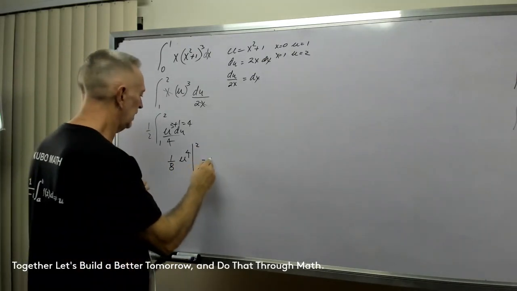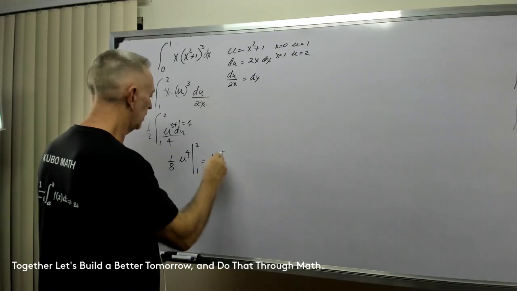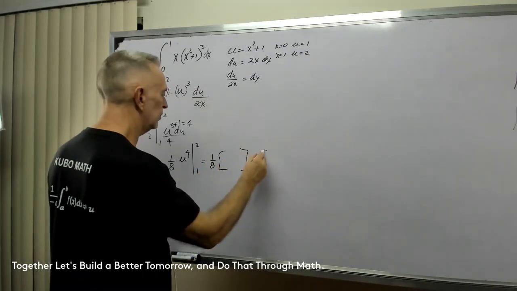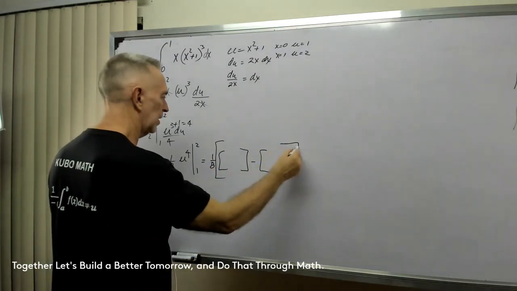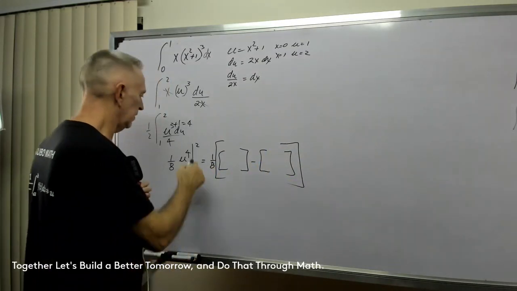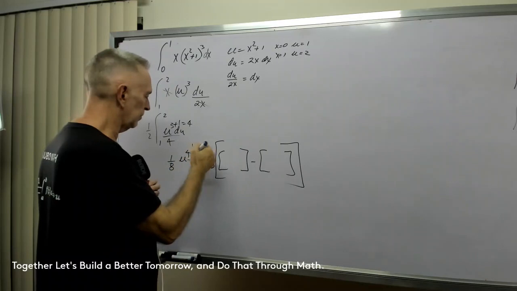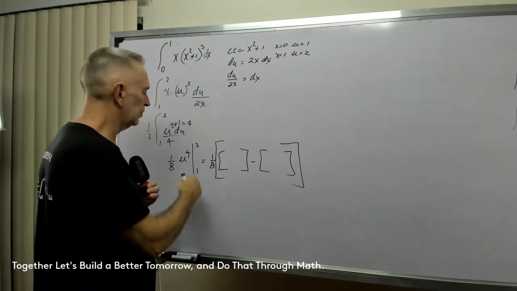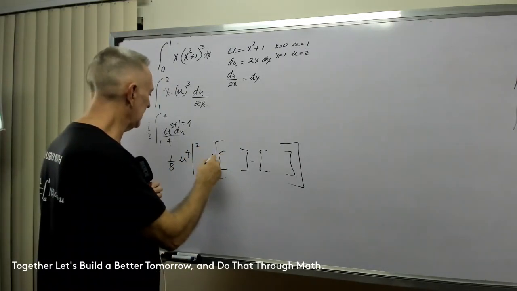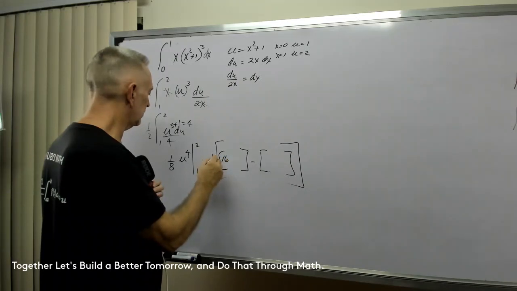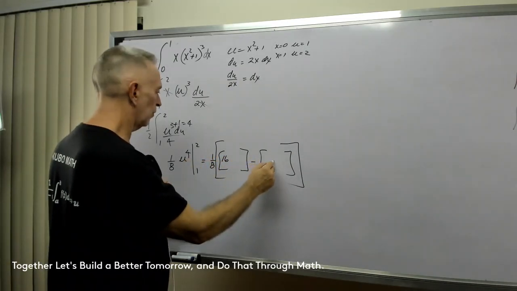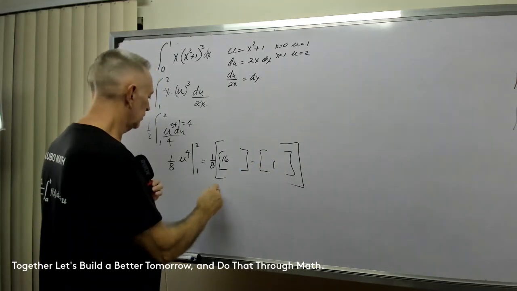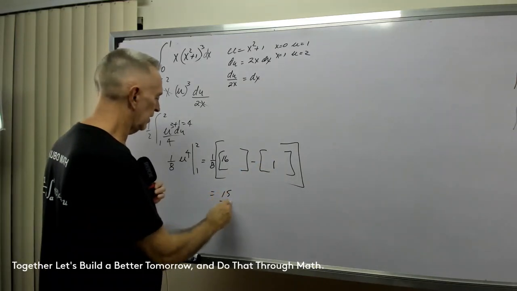Okay, so that equals 1/8, and that 1/8 is times all of that. Now then, 2 to the 4th: 2 times 2 is 4, times 2 is 8, times 2 is 16. So I have 16 in this one, and then 1 to the 4th, which is just 1. So I end up with 15 over 8.